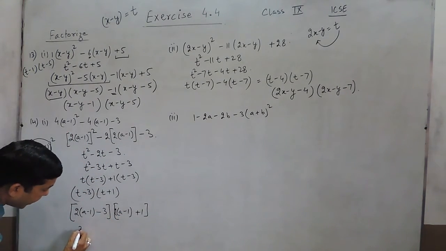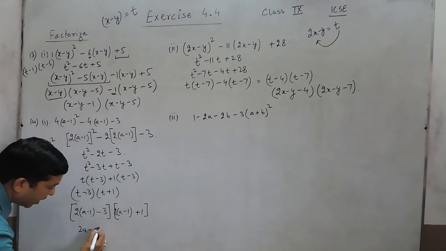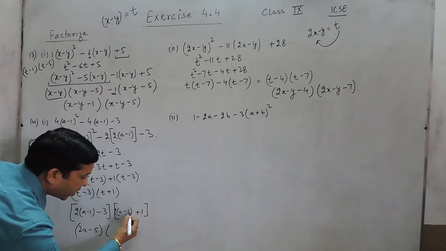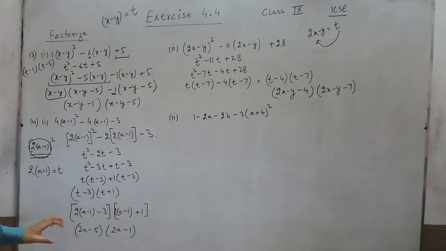Further writing it, I can write 2a minus 2 minus 3, so 2a minus 5. And here I can write 2a minus 2 plus 1, so 2a minus 1. This is one method of doing it. There is another method of doing it as well.